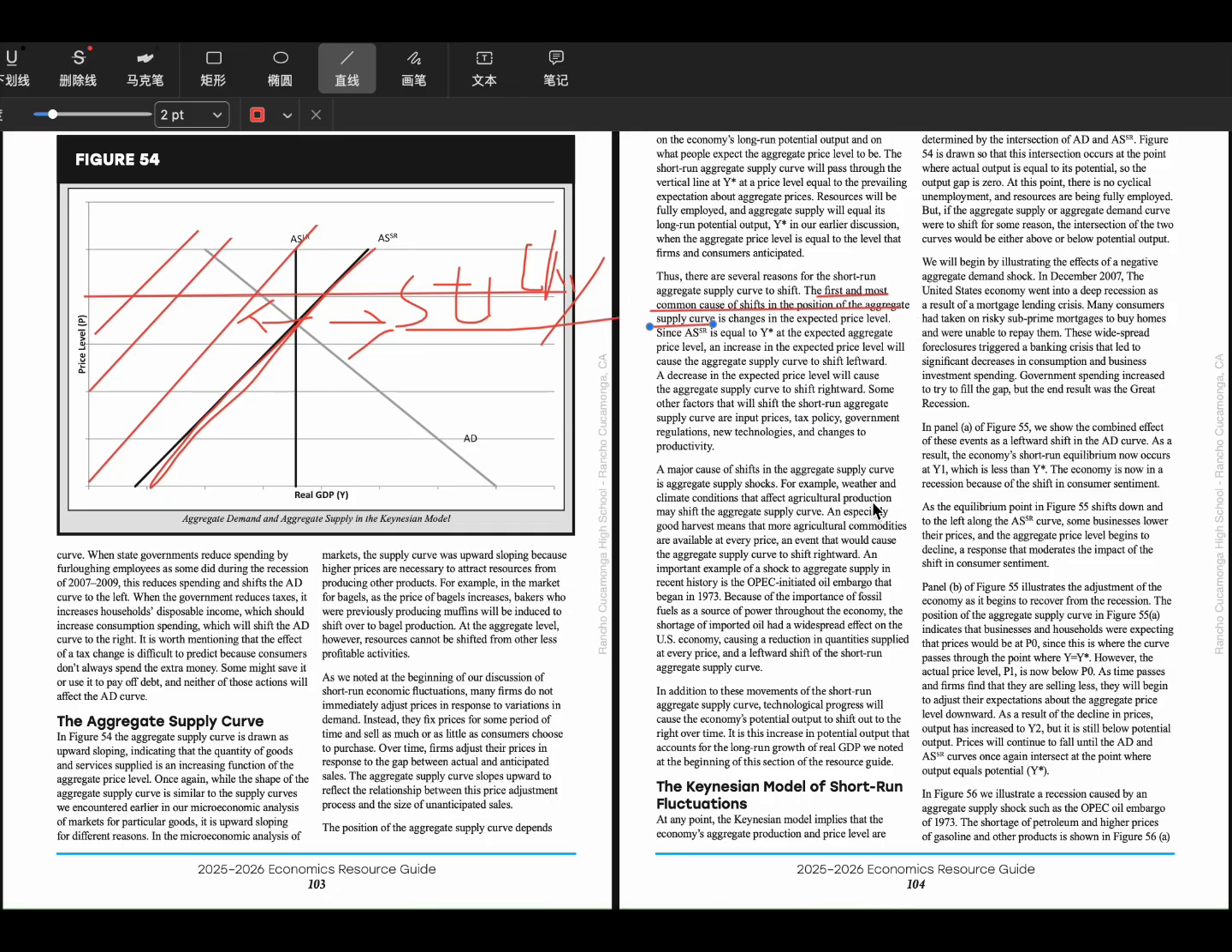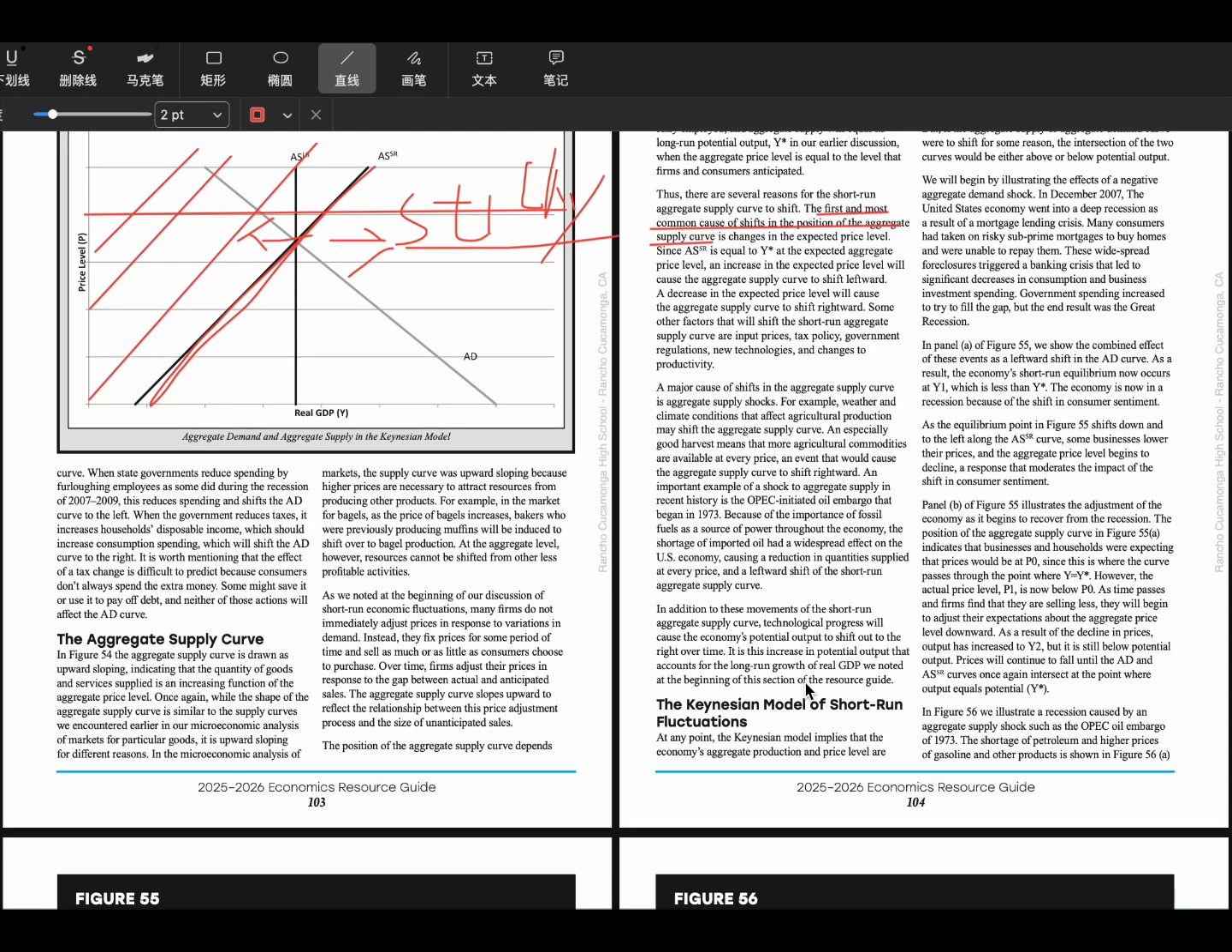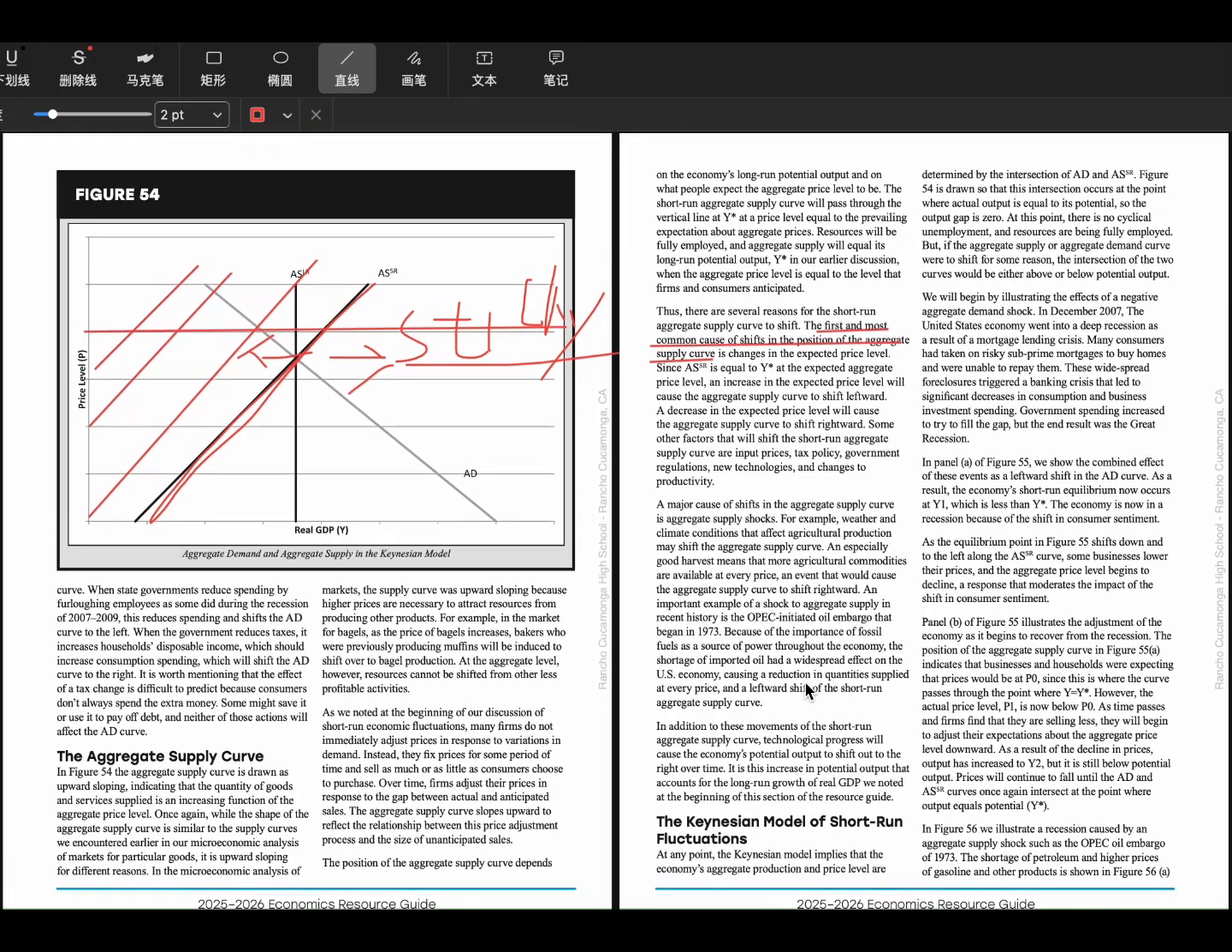So if they asked what's the most common cause, it's the shift in the supply curve. It's the shift in the price expectation. And in addition to this short run fluctuation, there is this thing called long run fluctuation. What exactly shifts this long run fluctuation curve? We can see over here, this is long run vertical over here. How exactly does this thing shift?